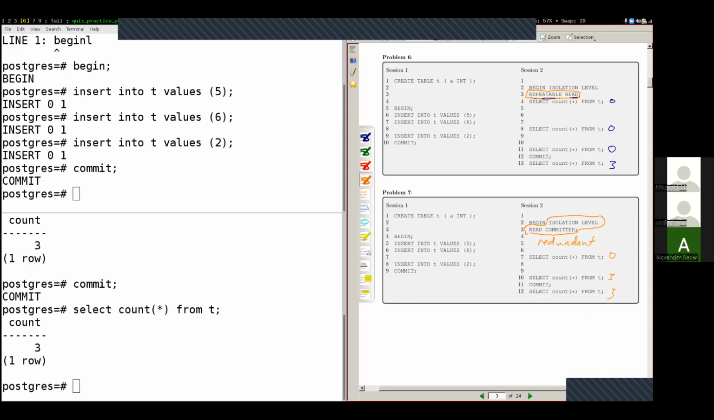Any questions about the difference between these isolation levels?